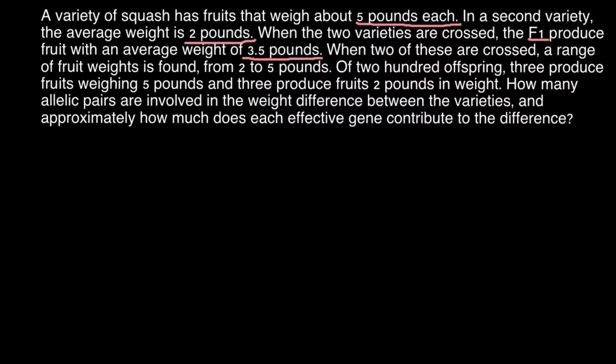Once again, we have two varieties. One produces fruits that weigh 5 pounds, another variety produces fruit that is 2 pounds, and 3.5 pounds is exactly in the middle between these two, which we can call extremes. And this is what we can see in the F1 generation. But when we cross the F1 generation, which is going to be hybrids, we are going to get the F2 generation, and in the F2 generation we can see the distribution of the weights.